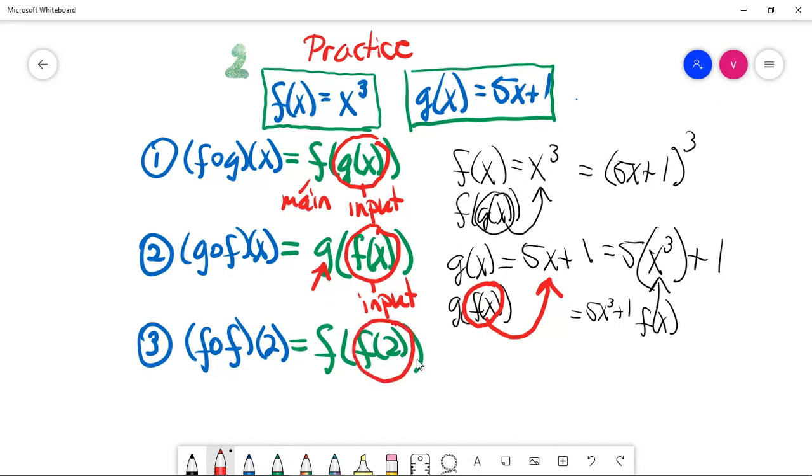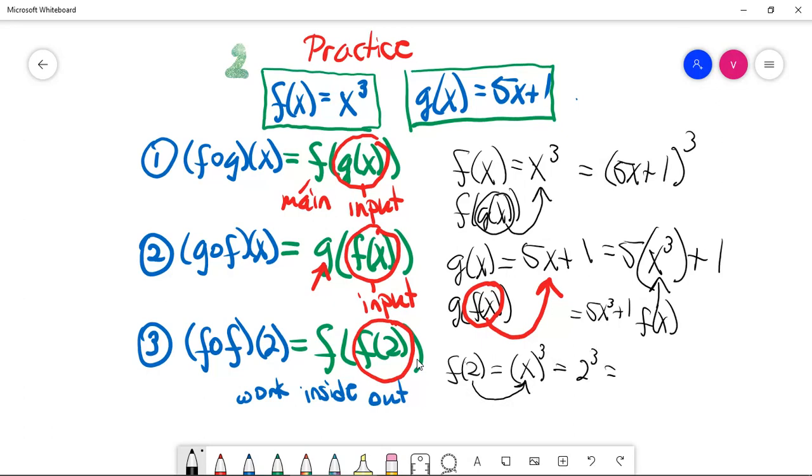F is inputting into itself. So first you can do f of 2. Let's do f of 2, work inside out. So let me write that so you see it. Inside out. So let's do f of 2. F of 2 would be, f is x cubed, so here you would put the 2 into that x right there. So it would be 2 cubed, which equals 8.